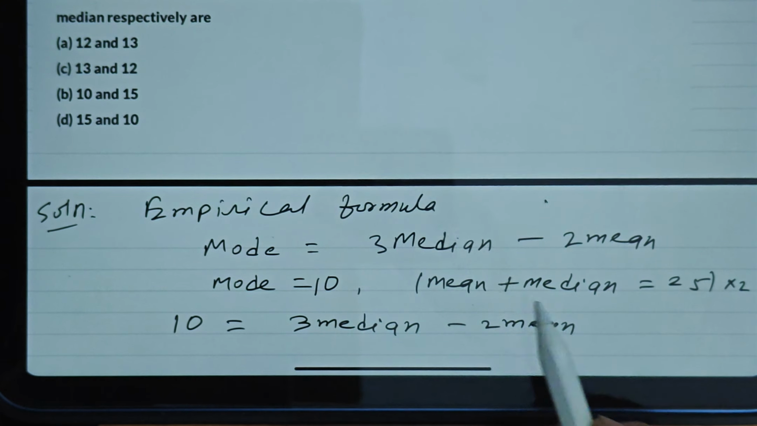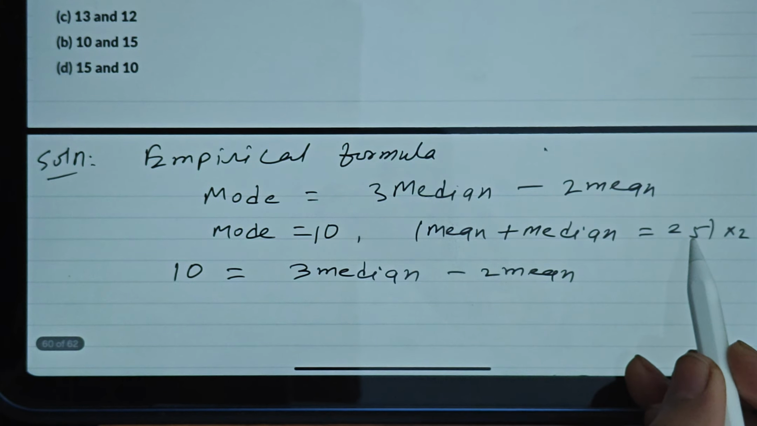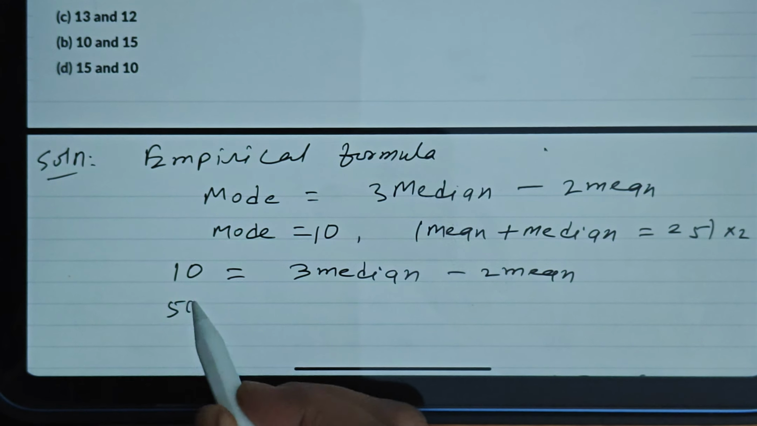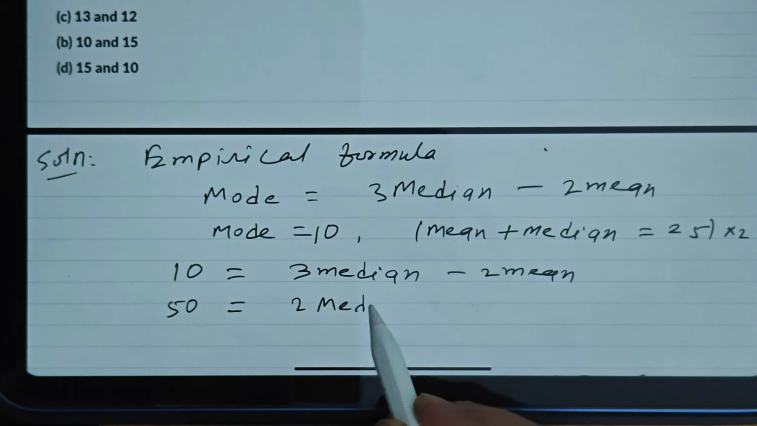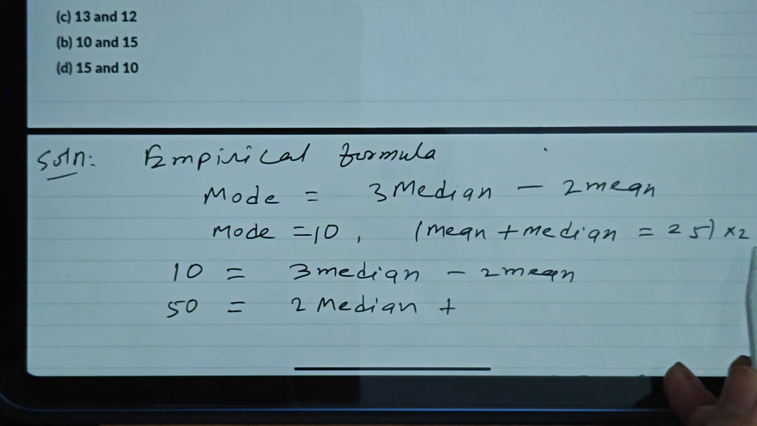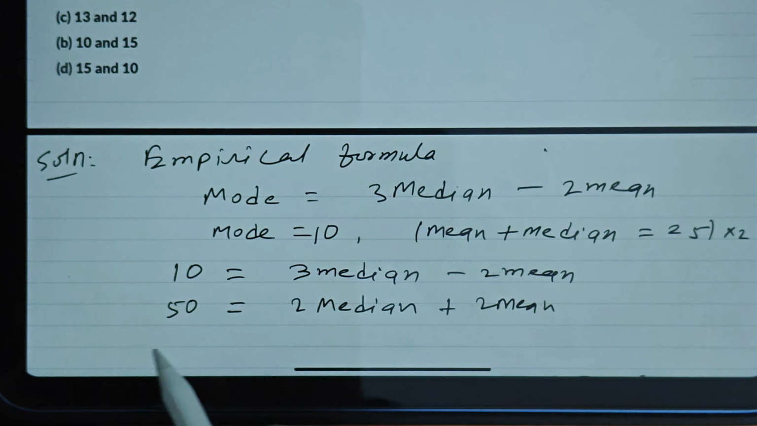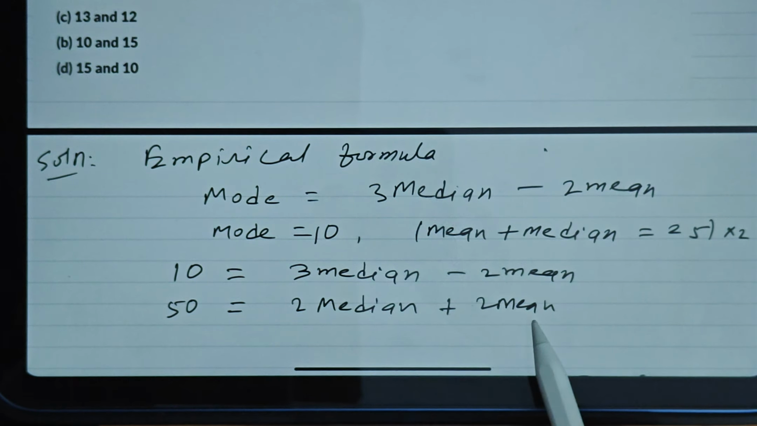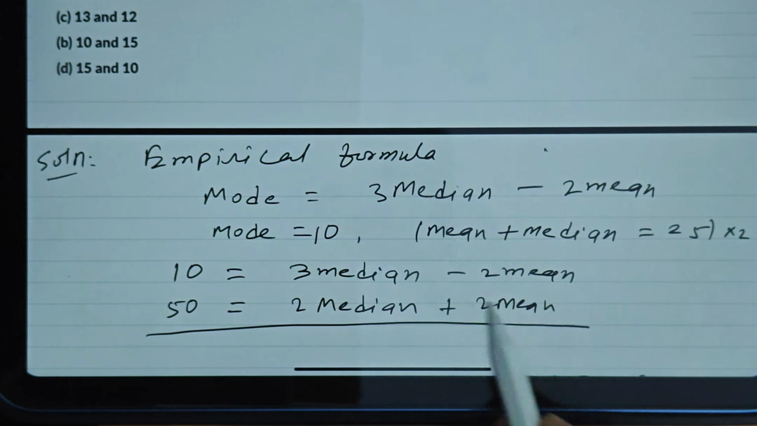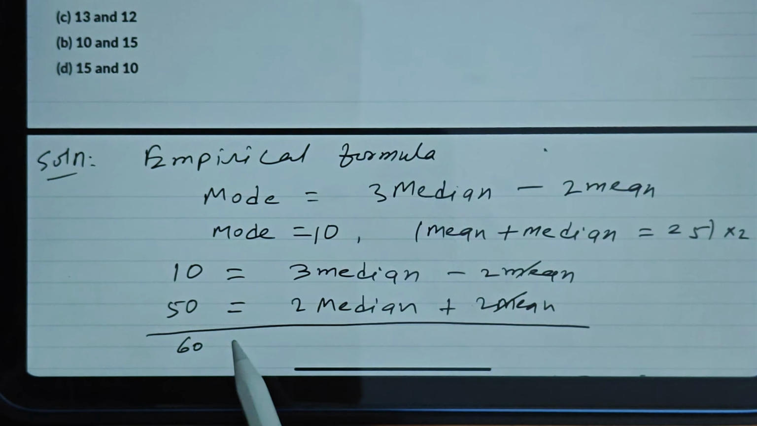We used to do this in solving equations, and then we will write the whole expression here. 25 into 2 is 50, and 2 into median is 2 into median plus 2 into mean. There is no question of sign, so all the signs are positive. Okay, mean plus median, I have written median plus 2 mean. That is for our purpose only, because we are going to solve here. 2 mean and this will cancel. You will be left with 60 is equal to 5 median.